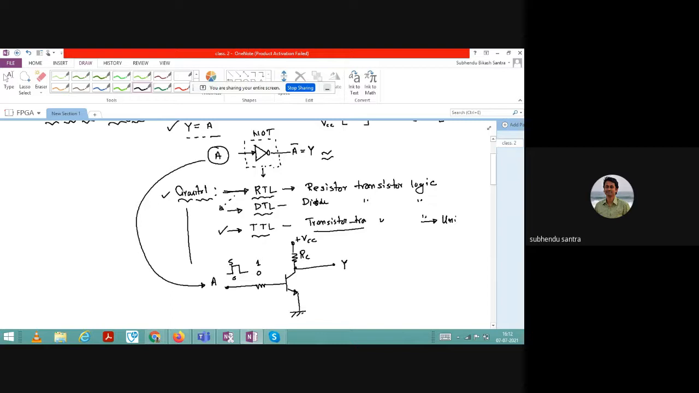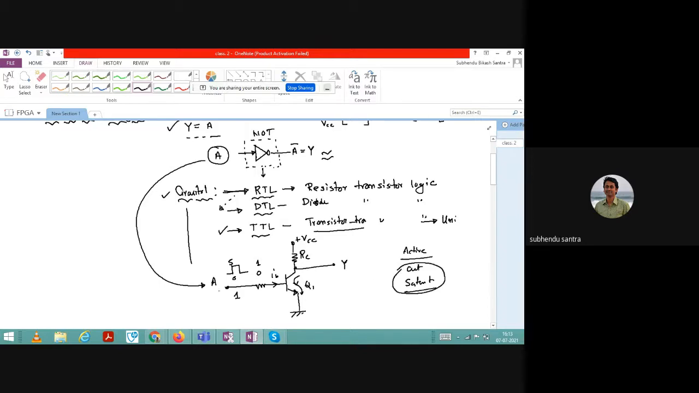This is your Y. You see, when you give a 5 volt, that means when it is 1, I can consider that I basically give a biasing voltage in the base junction. So there will be a base current IB, and that base current will turn on the transistor Q1. Already you know the transistor works in 3 regions: either an active region, or a cutoff region, or a saturation region. Therefore, when we use it in a digital circuit, basically we use either cutoff or saturation.